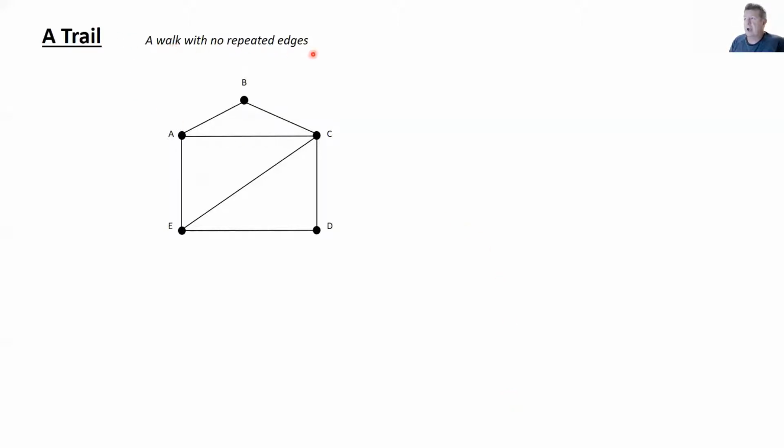A trail is a walk with no repeated edges, so slightly different. Let's have a look. E to A, we did that before. A to C, we did that before. Go back down to E. Now, that's where we went before, wasn't it? Back to A. But hang on, a trail has no repeated edges, so we better take that one off. So we're stuck at E.